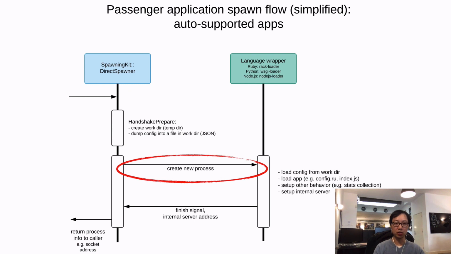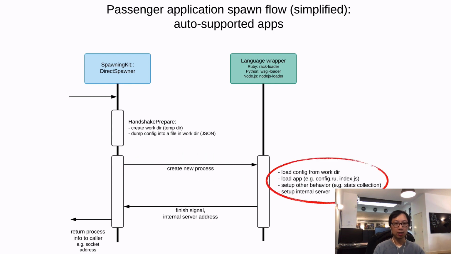Next, SpawningKit executes the so-called language wrapper. This is a script which is part of Passenger. We have a different script for each language. For example, the language wrapper script for Ruby is called rack-loader.rb. So one thing to understand is that in a normal spawning flow, Passenger does not execute the application directly. Instead, the wrapper is responsible for loading the app inside the same process. On Ruby, this is implemented with eval. On Node.js, it is implemented with require. The wrapper also performs a bunch of other things, such as setting up stats collection and setting up an internal server.